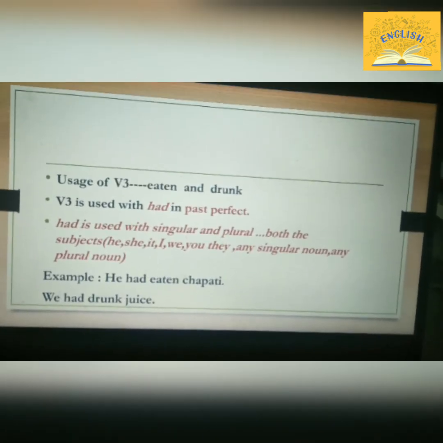Now, usage of V3. V3 means eaten and drunk. We are using two verbs here. V3 in past perfect tense we use had.